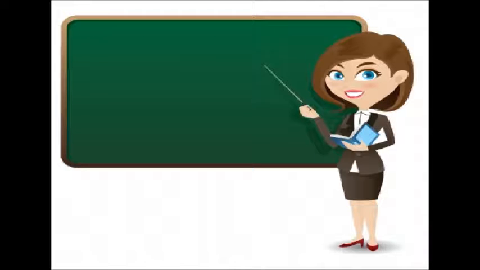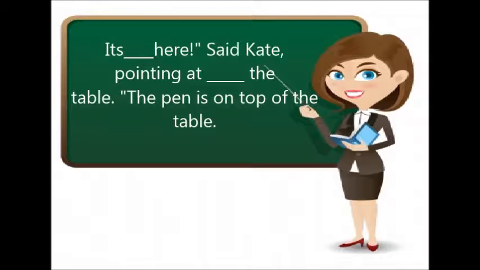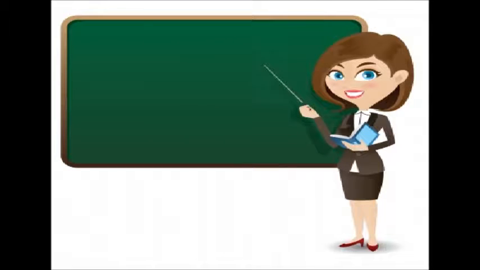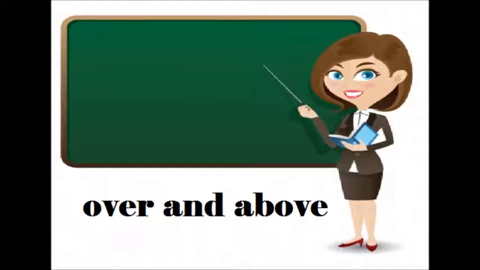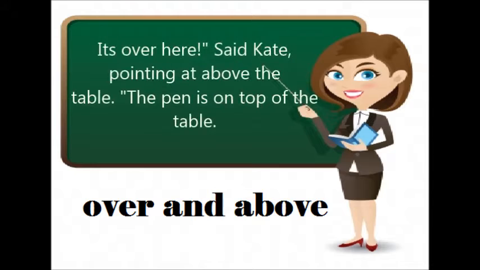Now that we've uncovered the 3 basic prepositions, it's time to spice things up with more basic prepositions that we haven't discussed yet. It's blank here, said Kate, pointing at blank the table. The pen is on top of the table. Do you find this sentence hard? It's easier than you think it is. The answer is over and above respectively. Over is used if the trajectory is in direct contact with the landmark. However, above is used when the trajectory is somewhere above the landmark.